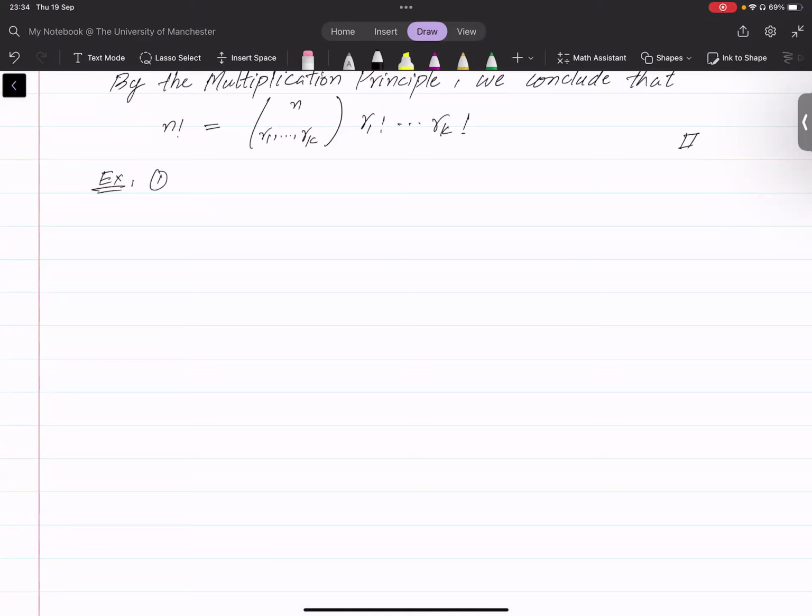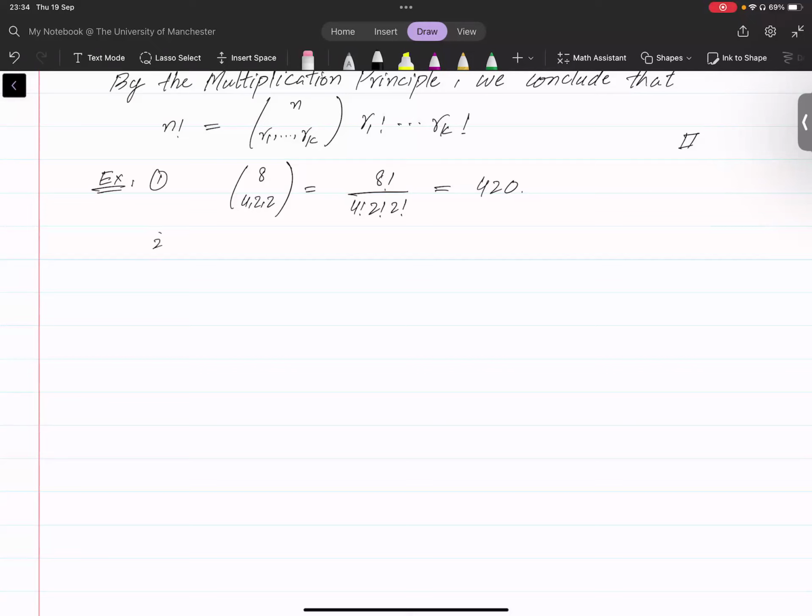Number 1. For the project assignments, we had 8 choose 4, 2, 2. And we can find it out by solving this expression. If you solve it, we'll get 420.